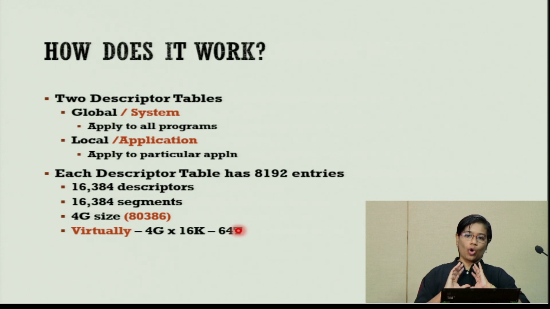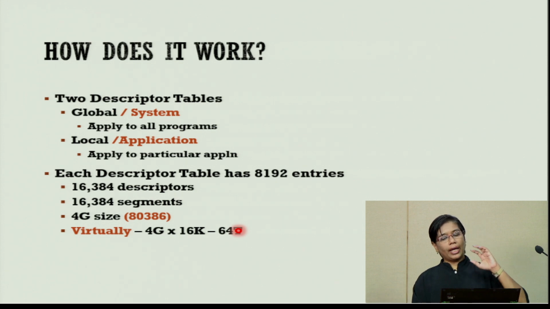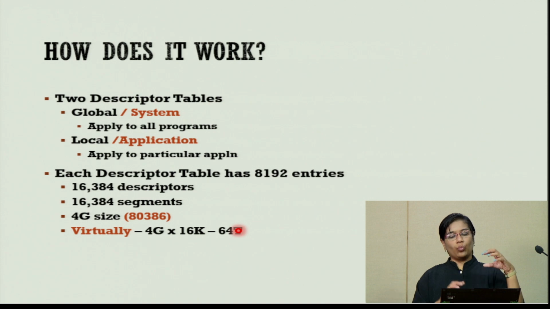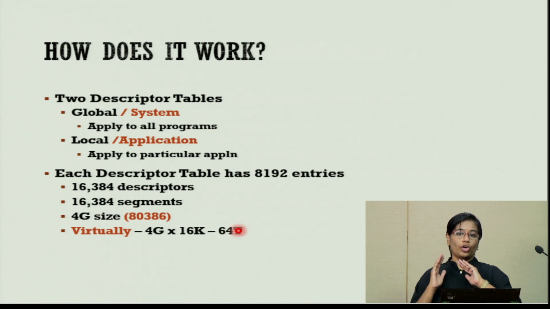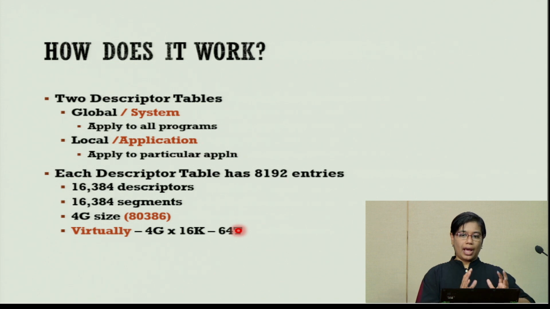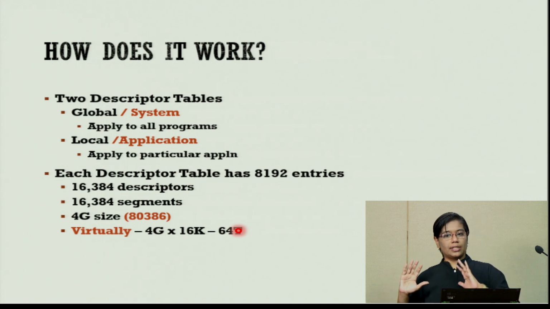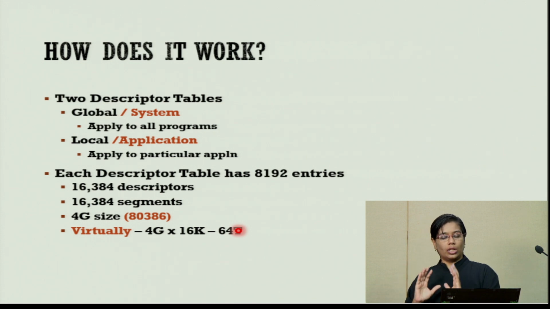Whenever you talk about protected mode, we will be talking about virtual memory and physical memory. Virtual memory will tell you the limitations for your program size. The size of my program is essentially limited by the virtual memory. Virtual memory says that my program size can be up to 64 TB. Physically, the memory that the processor can access at any point of time is only 4 GB.